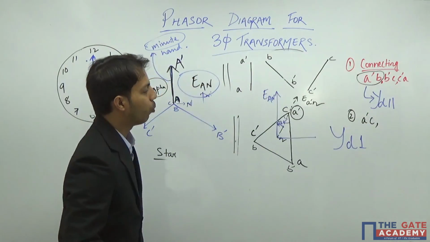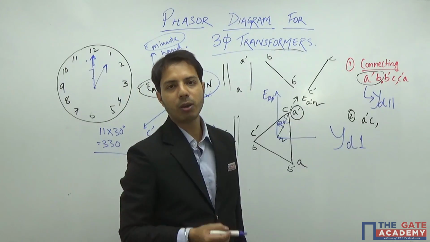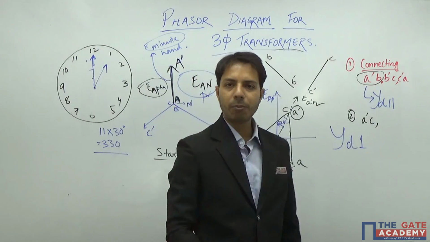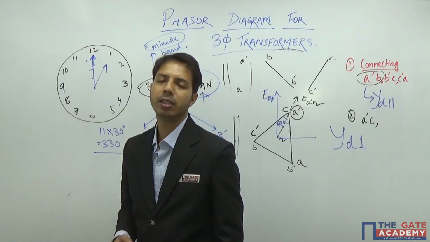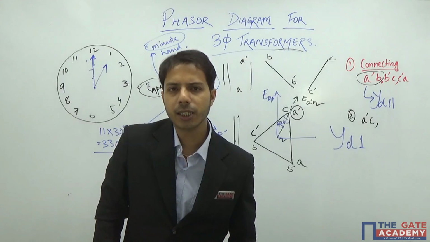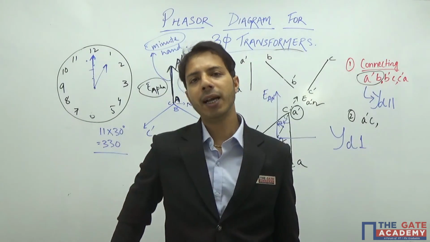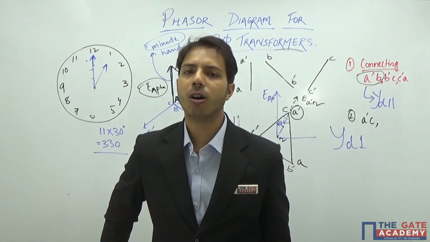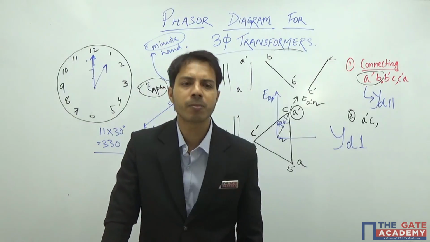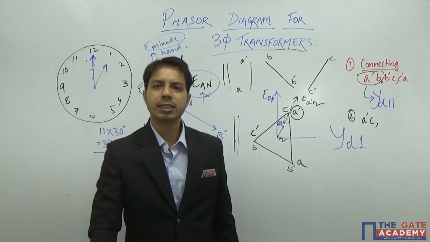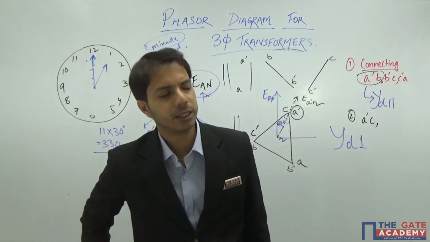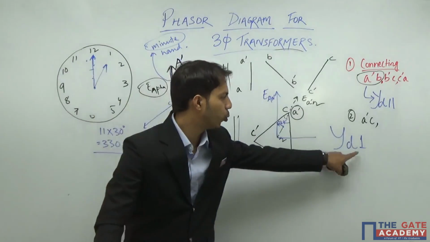Or in other words, when I say 1, I have to multiply 1 with 30 degree, and 30 degree means my secondary is lagging the primary phase by 30 degree. When I write 11, I have to multiply 11 with 30, so it becomes 330 degree. That means my secondary phase voltage, or any vector, will lag the similar primary phase by 330 degree. That's what we mean when we write this 1 or 11.